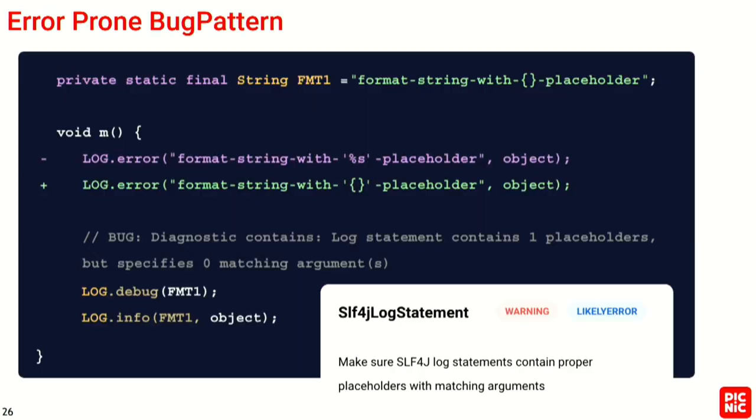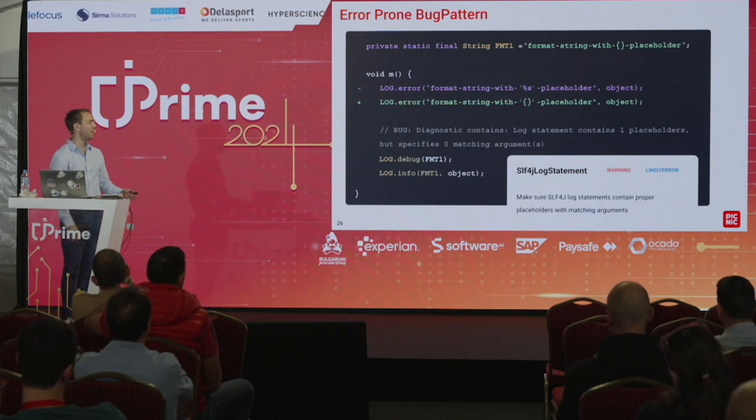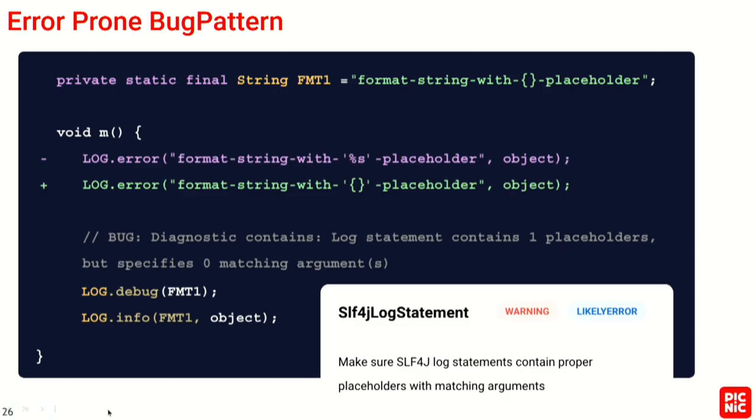Another thing is that we try to guide with using APIs internally. For example, we have the SLF4J log statement bug pattern, where if you have a statement with %s, we automatically rewrite that to the curly brackets for you, because that's what you mean. Note here that we have a format string with one placeholder, and in the bottom here we are using that incorrectly. In the first statement, we are not passing something in for the placeholder, but in the second one we are, and we wrote a check that says, hey.